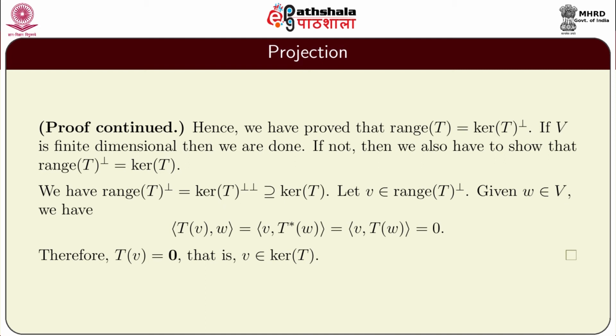Let us start with a vector v in range of T perp. Then given w in V, we have inner product Tv comma w is equal to inner product v comma T star w, which is equal to inner product v comma Tw, and that is 0. Therefore, Tv is 0, that is, v belongs to kernel of T.